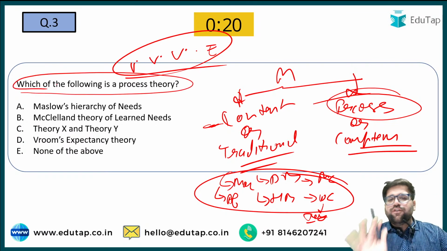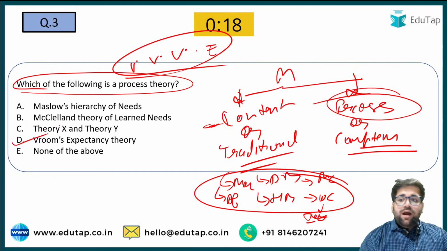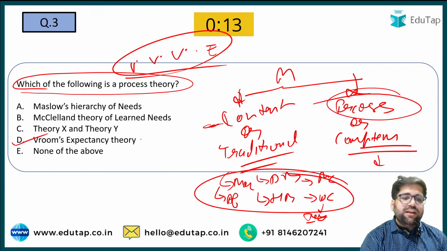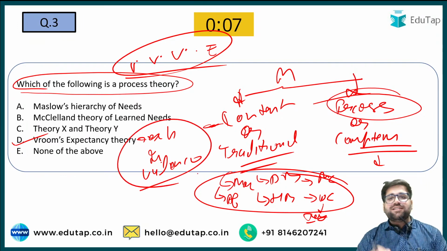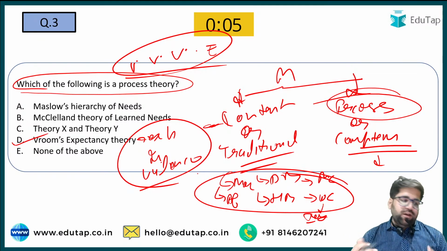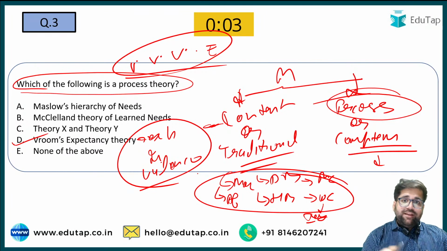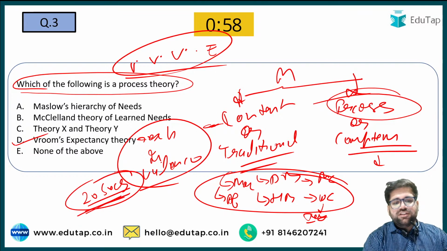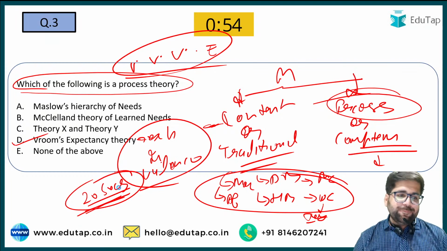They are just asking you a very basic question. The answer will be Vroom. If you see Vroom's expectancy theory, there we have expectancy, instrumentality, and valence. This whole process explains how a particular individual is motivated. So I think you are going to solve this question in under 20 seconds. If you are wasting more than 20 seconds on this question, sorry to say, you are shooting yourself in the foot.